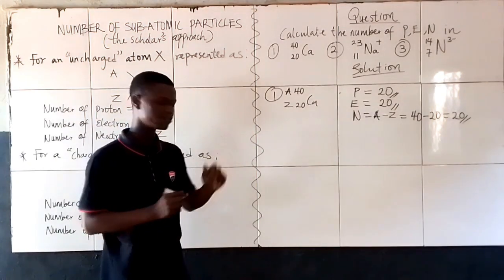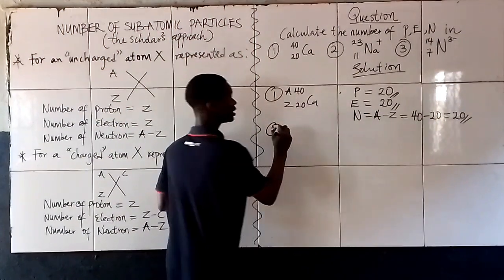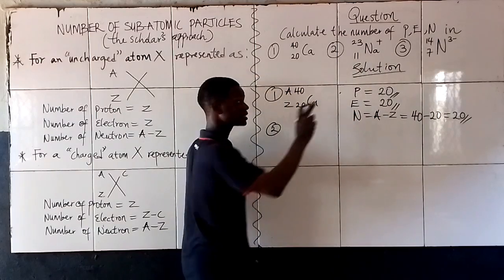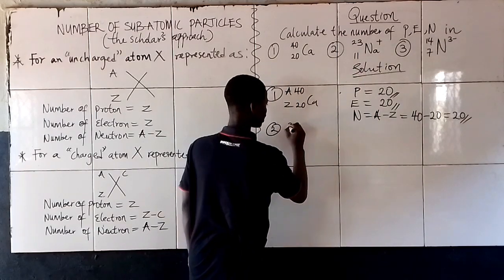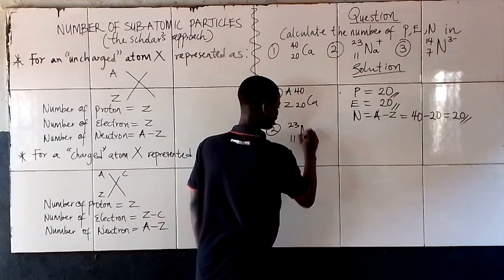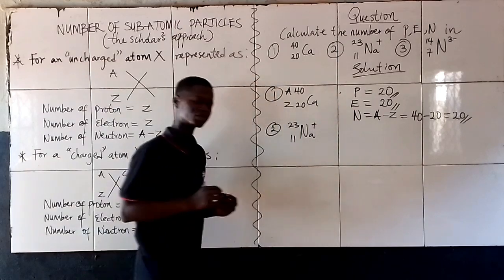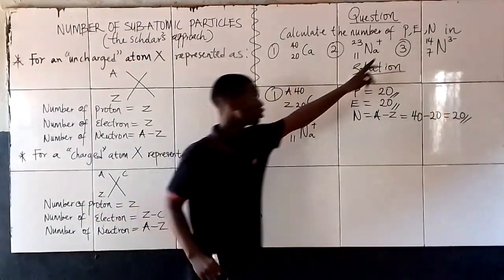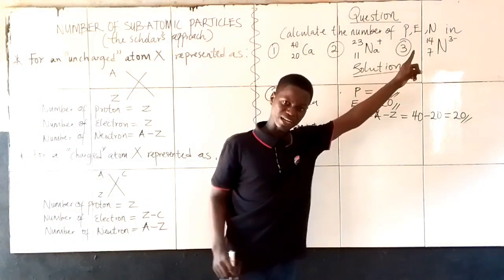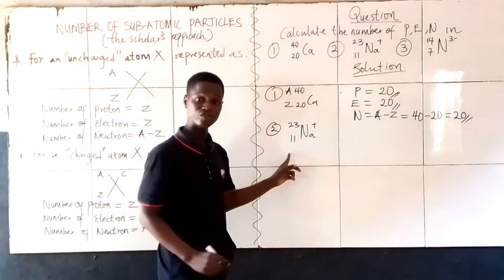Mind you, this is going to be a different one. Let's see what it is. Now the atom here is sodium, but it's carrying a charge. So let's write it out: 23, 11 Na plus. Same thing we are going to be looking for: the number of proton, electron, and neutron. That's the same thing we'll be doing for this guy.